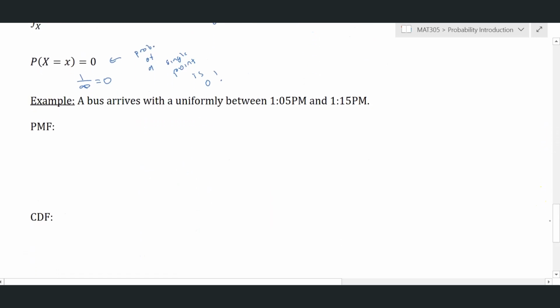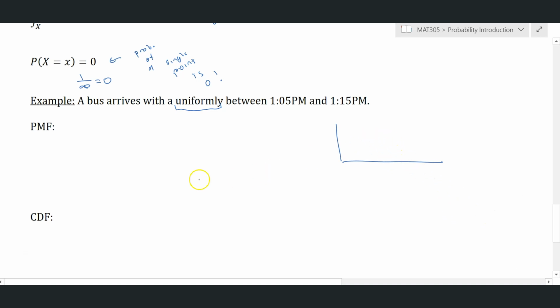Now let's take a look at an example that will really pin this point home. Let's say that we have bus arrival times, and we're going to assume that the bus arrives uniformly, maybe not exactly when it's supposed to. Maybe it's supposed to arrive at 1:10, let's say, but it sometimes arrives a little bit earlier, sometimes a little bit later, but it arrives uniformly within a 10-minute time frame.